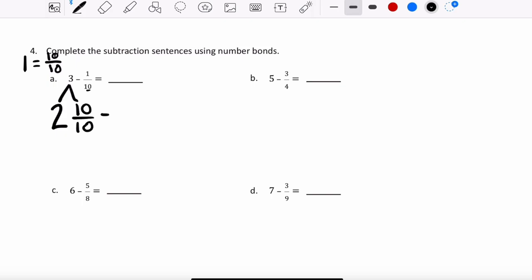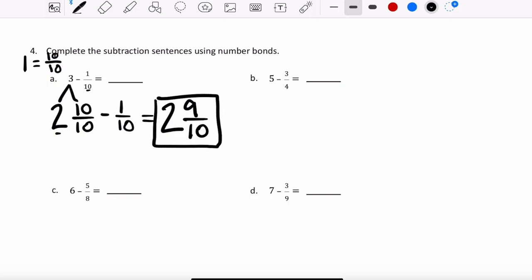Now we can subtract our 1/10. So we know we have 2 wholes. So we put 2 wholes, and we have 10 tenths minus 1/10, which would equal 9 tenths. So 2 9/10 is our answer.